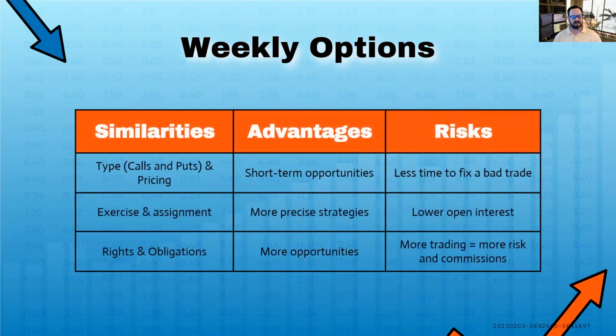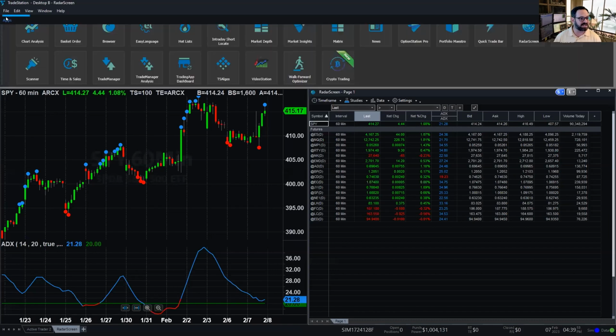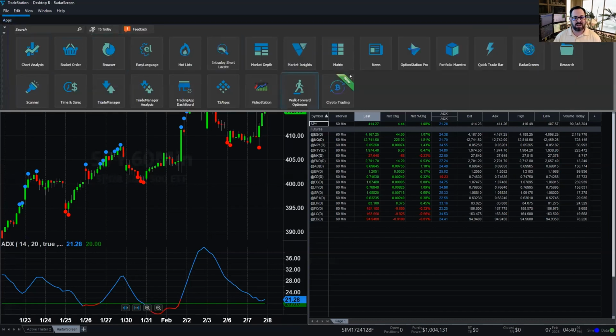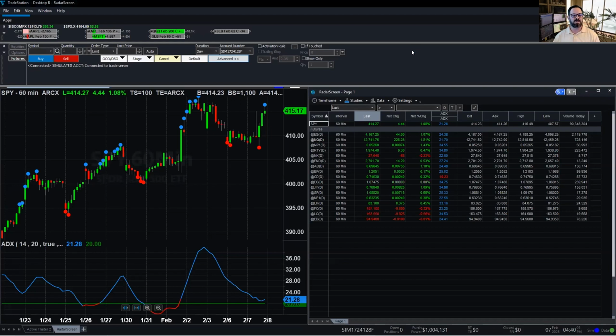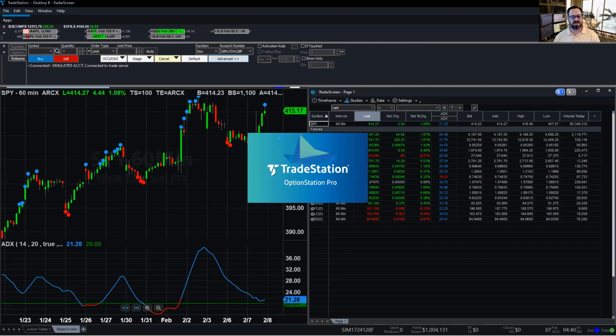So when we look at an option chain, actually, let me see, do I have, nope, it's not open yet. So let me go to my apps and OptionStation Pro. Go ahead and open that up. This is just a simulated account that I'm playing around with.